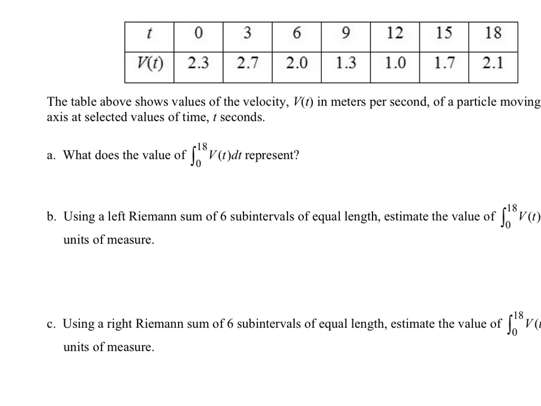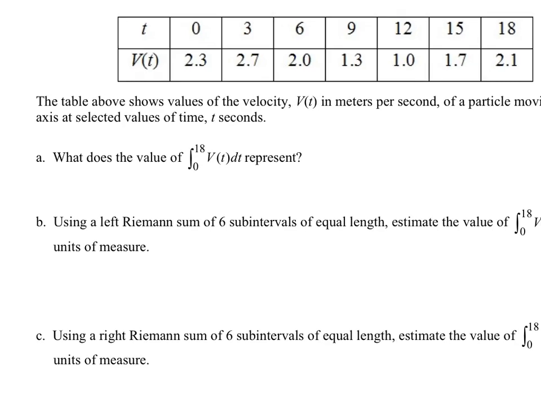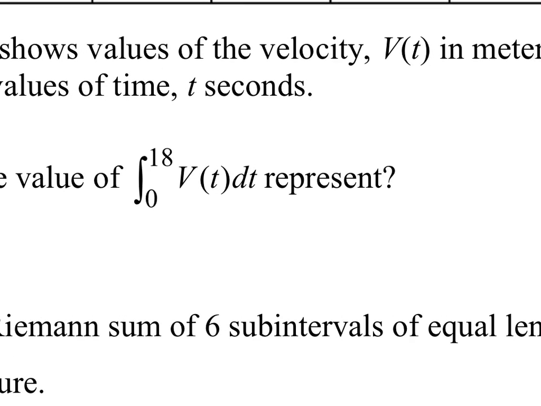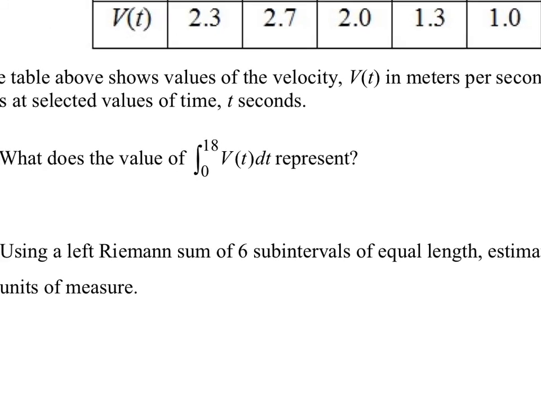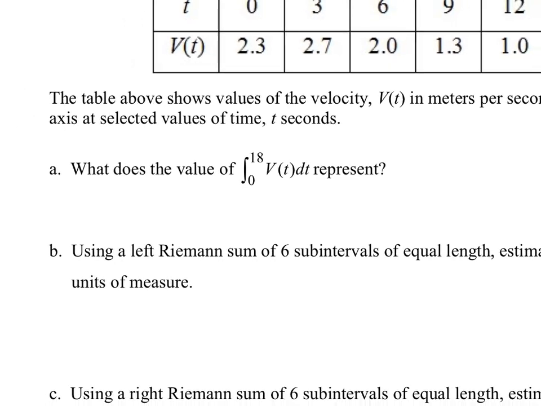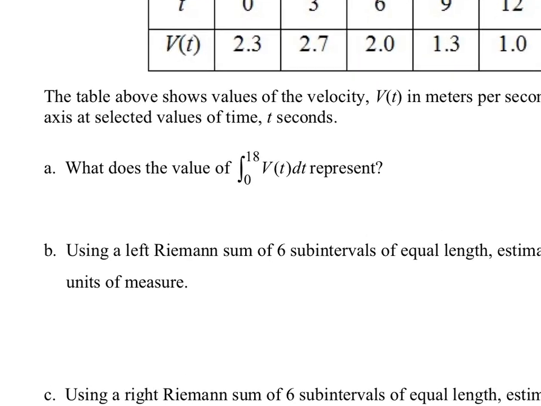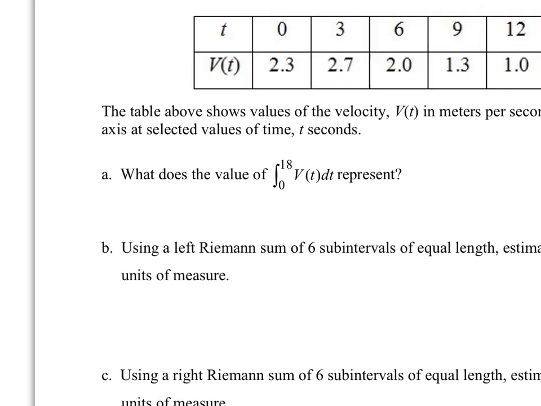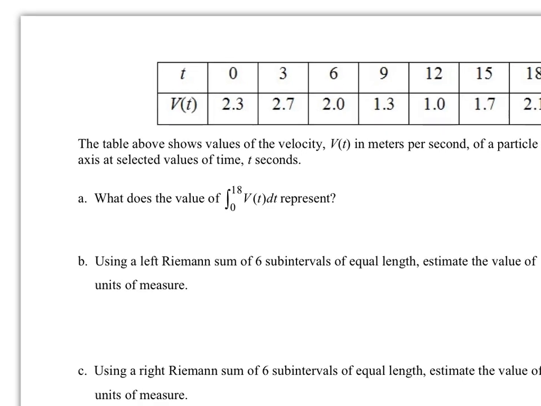So I'm ready to go. What is the value from 0 to 18 of v of t? Well, if you're integrating v of t, then again, you're finding the distance. And since there's no absolute value, I shouldn't use the word total. It'd be net distance. I don't know if he wants it in the answer, but I'm going to write it out though. Net distance.